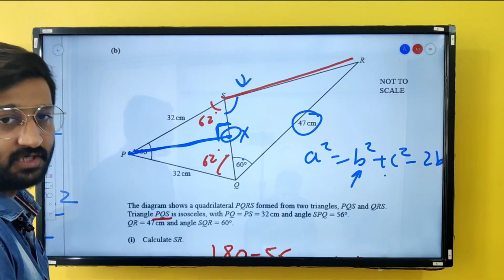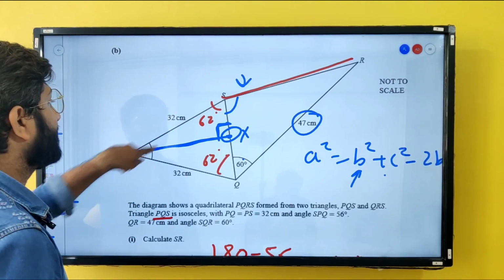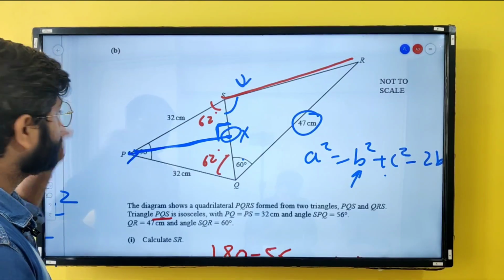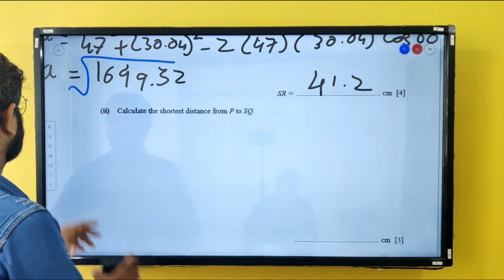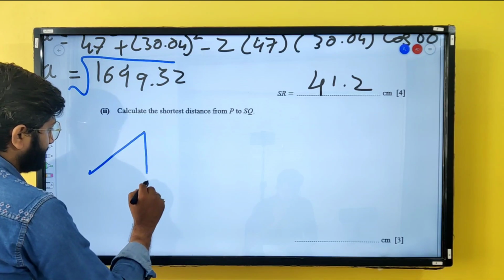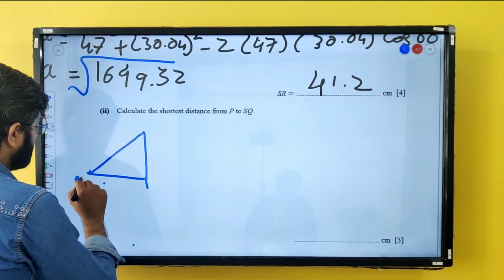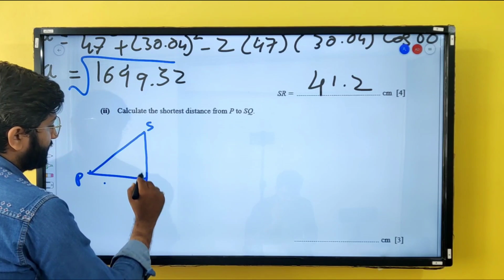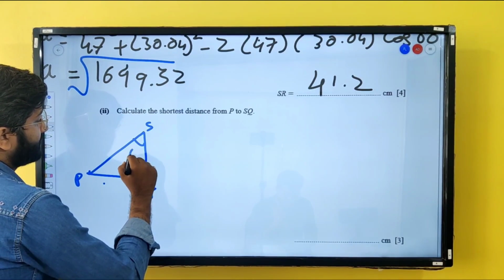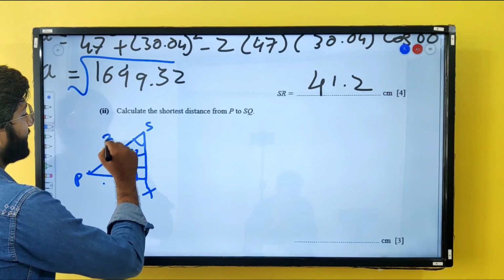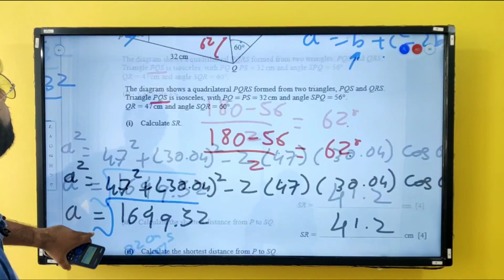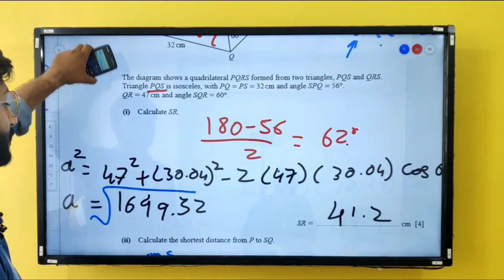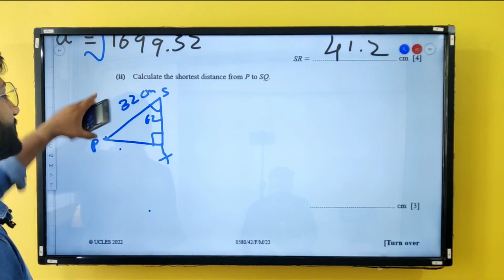I have this angle 62. I also have this triangle. I also have this side 32. Let me redraw this triangle PSX. So this is what the triangle looks like. This is 90. This is 62. And I have this side as 32 centimeter. Let me check. Is it 32 or something else? No, it's 32. So I'm supposed to find PX.